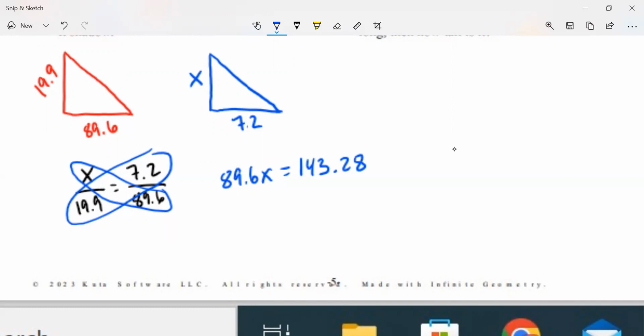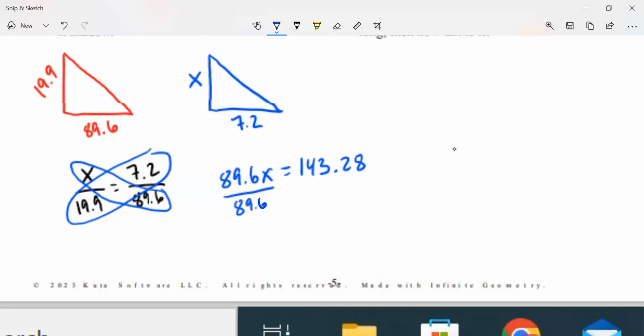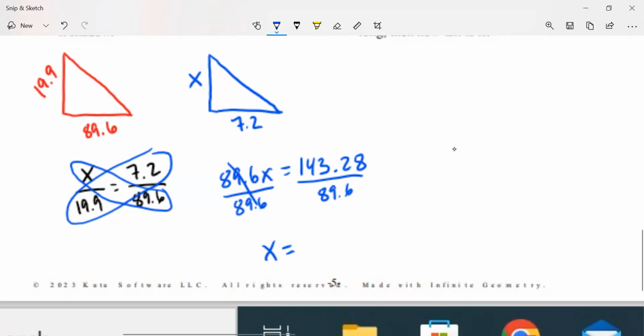Okay, now to get the x by itself, let me divide both sides by the number in front of x. So let me divide by 89.6. That way I get x by itself. And then I'm going to go 143.28 divided by 89.6. According to my calculator, I get 1.599107143. Okay, so I get a bunch of numbers. In reality, I only need 2 numbers for now.